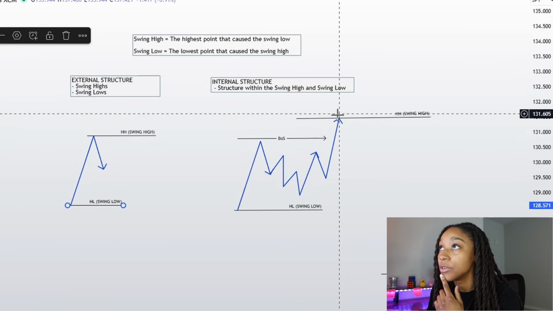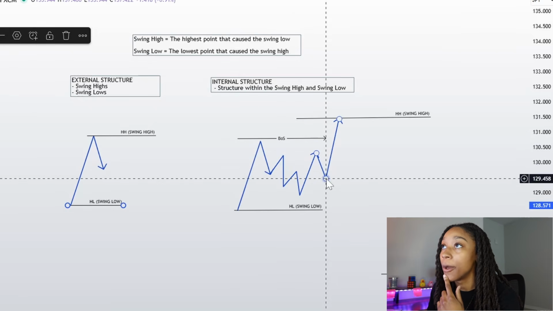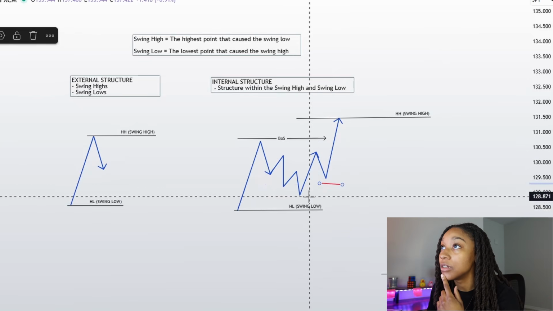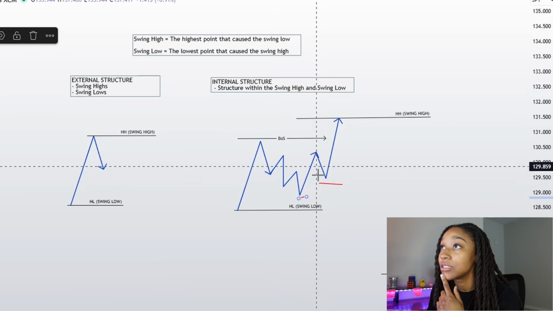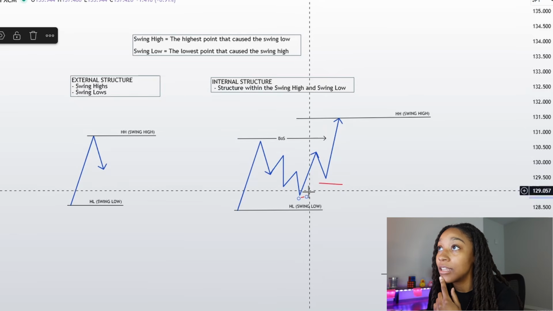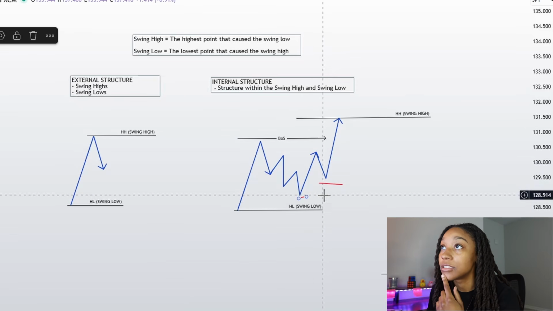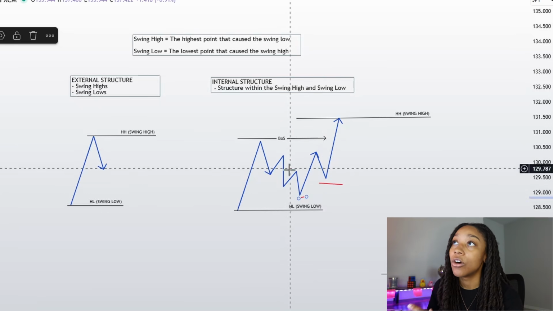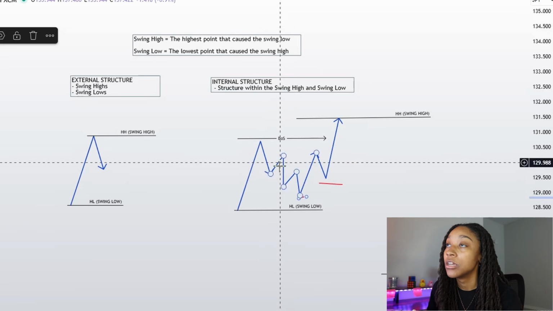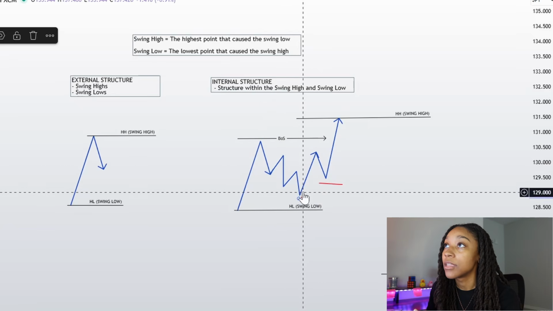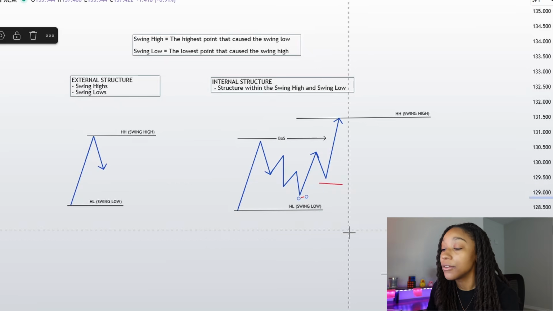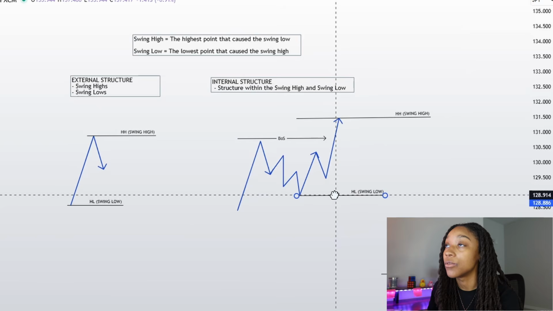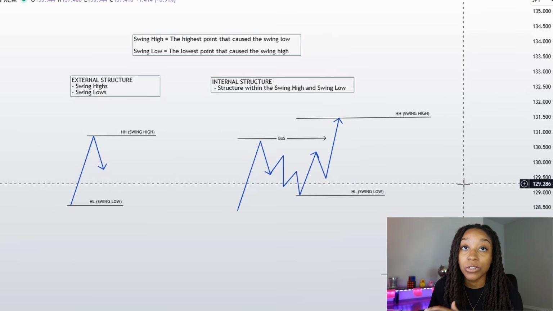So let's go back. Okay, so we have this low, right? But this isn't the lowest point. It's a low, but this low isn't lower than this low. So okay, now I'm looking at this low, I'm looking back, and I don't see a low any lower than this. Since my definition of a swing low is the lowest point that caused a swing high, this was the structure, this is the lowest point, and now we have the swing high. Since this is the lowest point, this must be my new swing low, right? And that is how you're able to decide where's the swing low and where's the swing high.